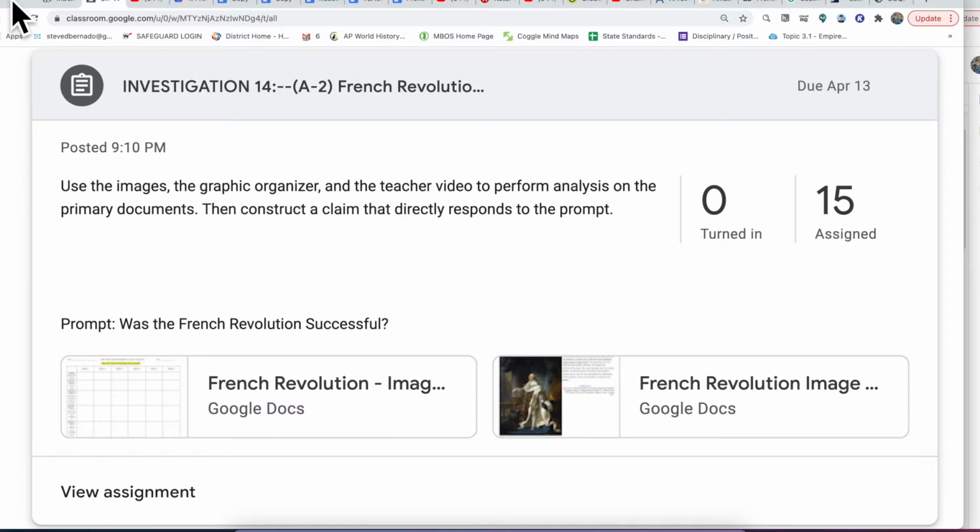So what are the directions? Let's take a look. Use the images, the graphic organizer, and the teacher video to perform analysis on the primary documents. Then construct a claim that directly responds to the prompt. Look at the bottom left, it says prompt. Was the French Revolution successful? Keep that question in mind as you move through the images and fill out the analysis.